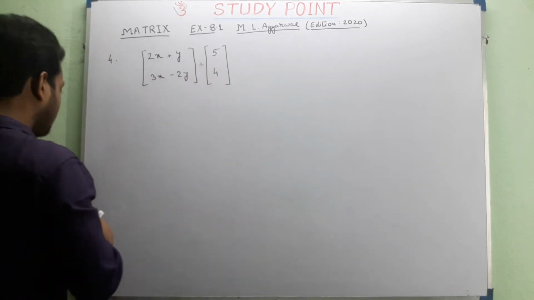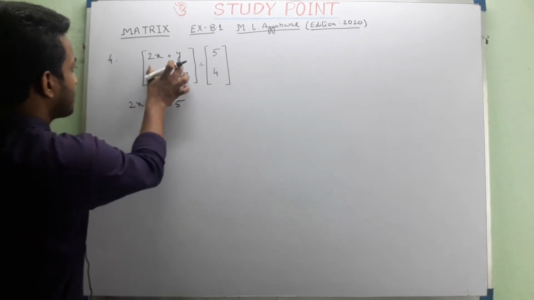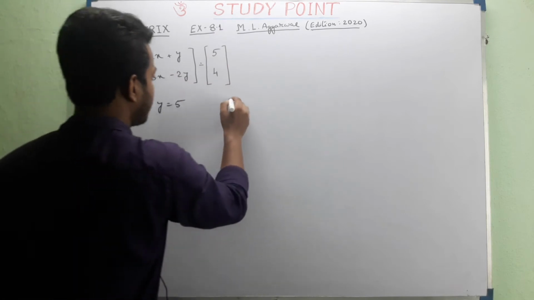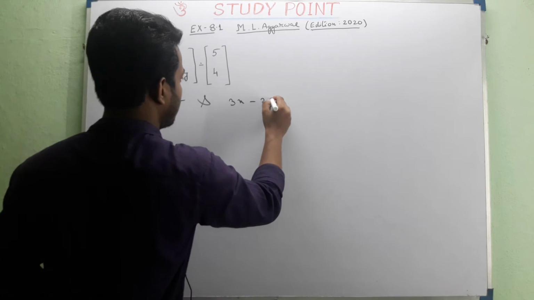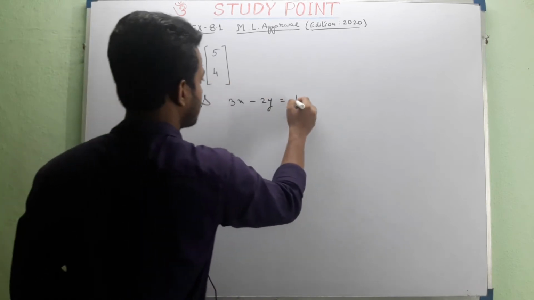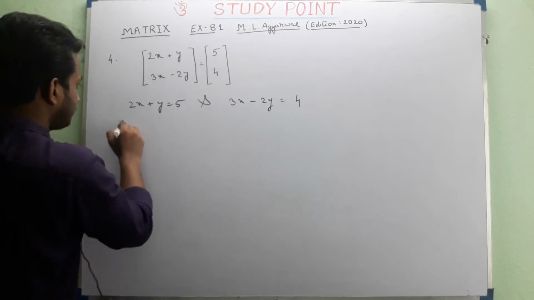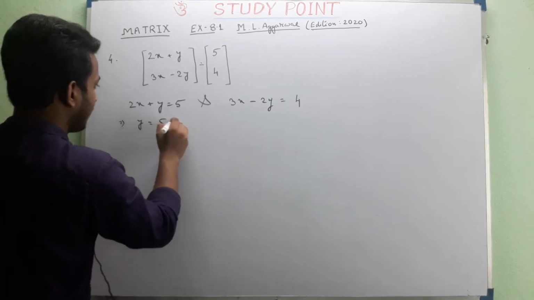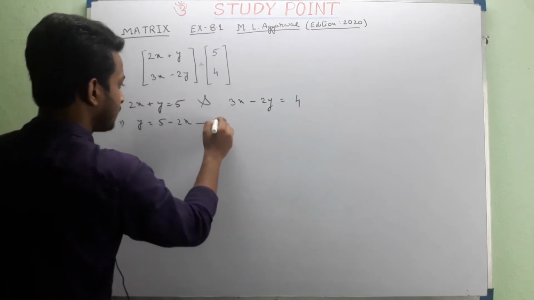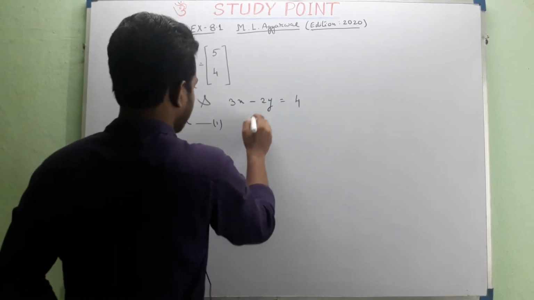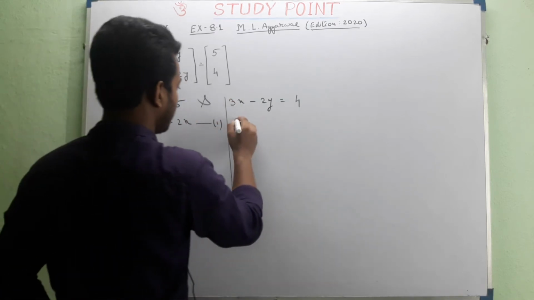Now by comparing both sides we can say that 2x plus y is equal to 5. See, 2x plus y is equal to 5 and 3x minus 2y, that is over here, is equal to 4. Now from here we can write that y is equal to 5 minus 2x, and it is, suppose, equation number 1. Now for this part we have to put the value of y over here.